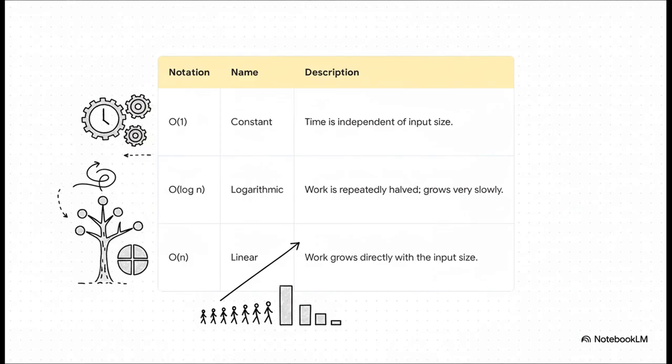O of 1, or constant time, means it doesn't matter how big the input is, the work is always the same. Then you have O of n, or linear time, which means if you double the input, you basically double the work. But the real magic one is O of log n, logarithmic time, where doubling the input barely even increases the work at all.